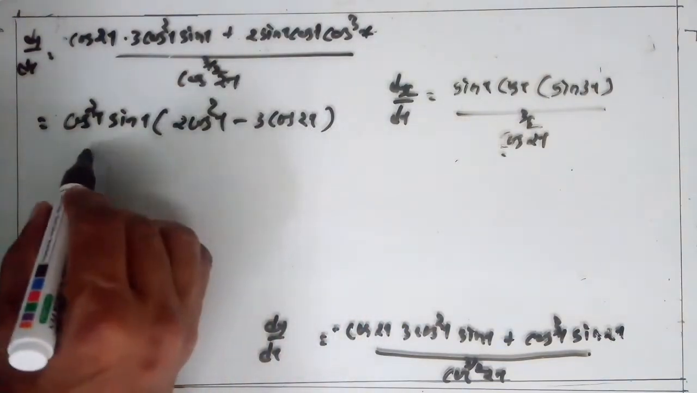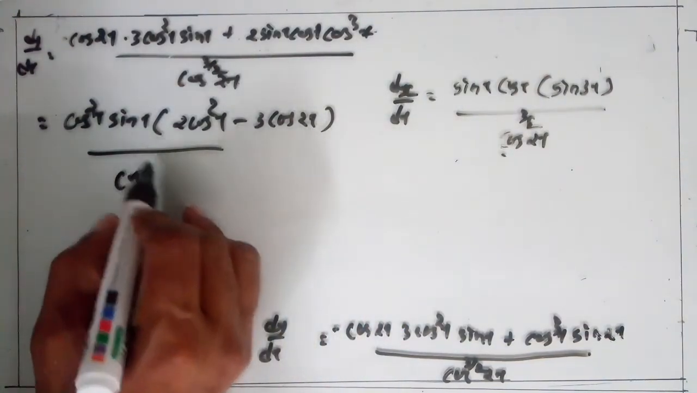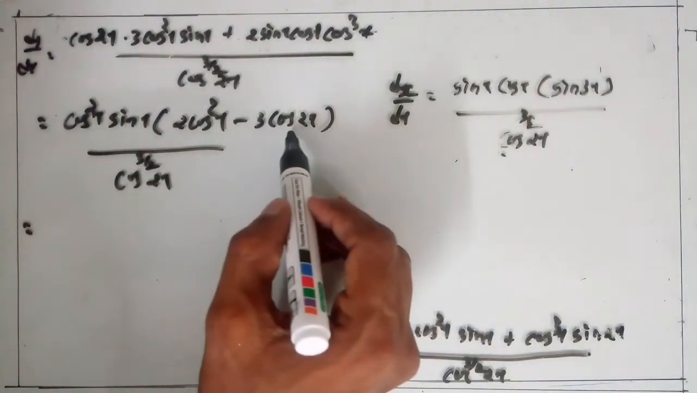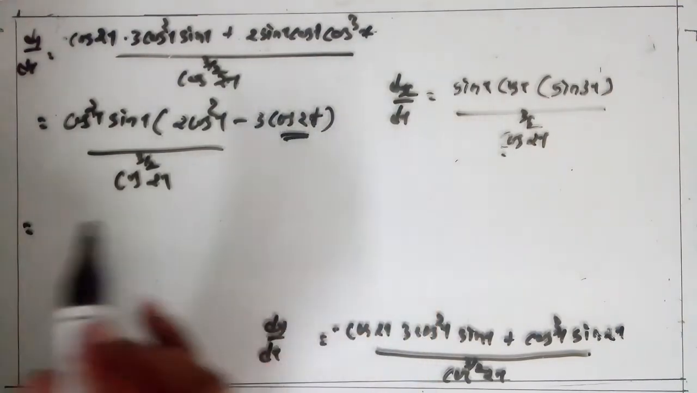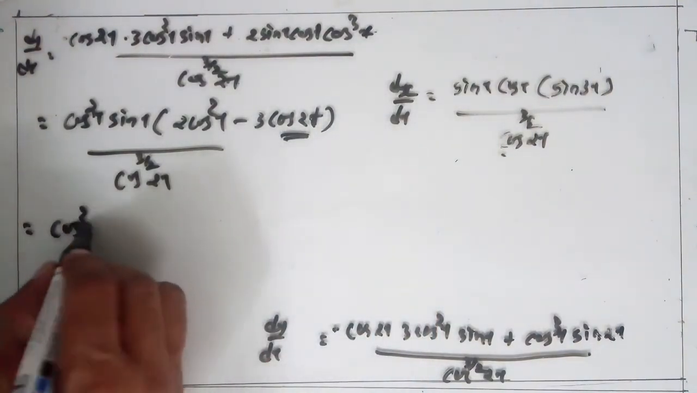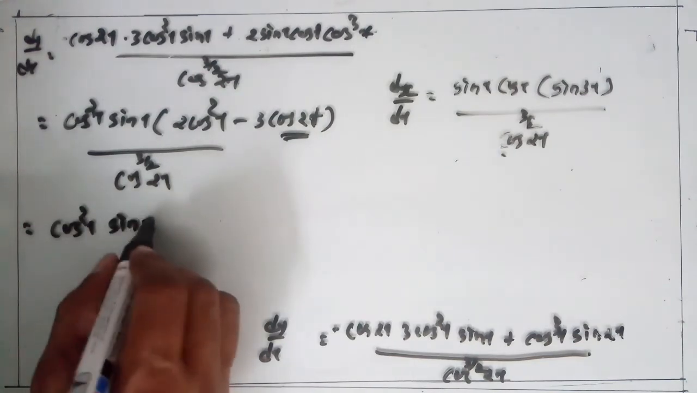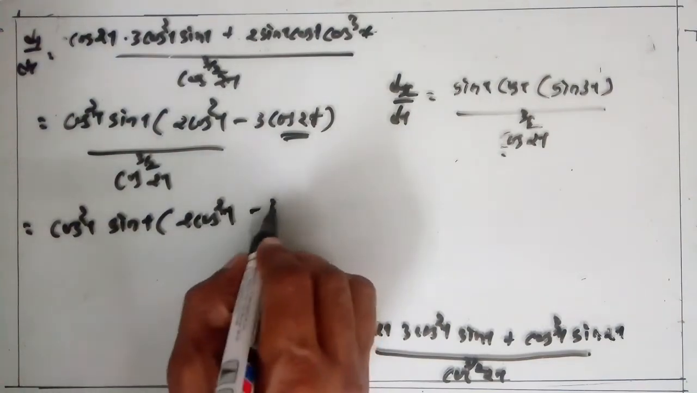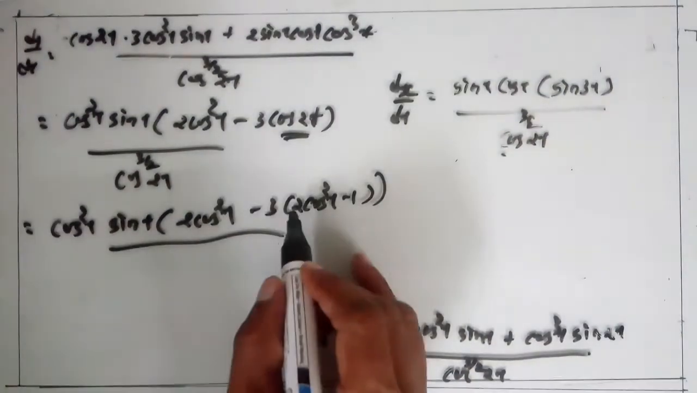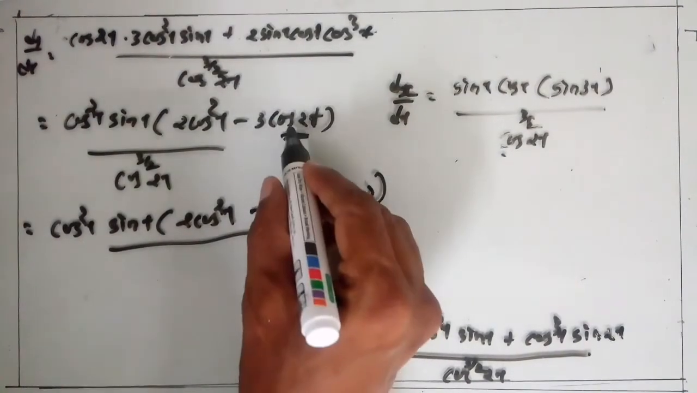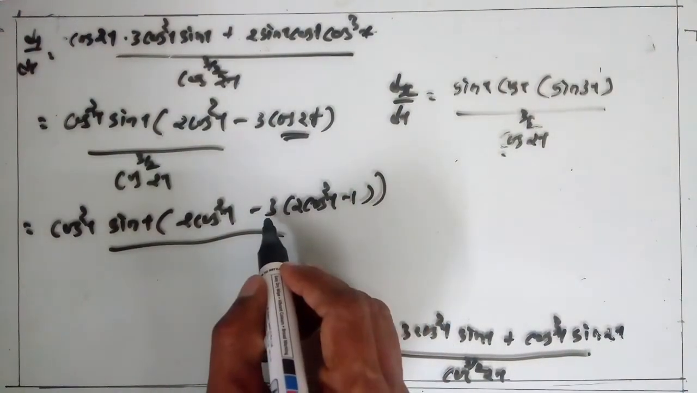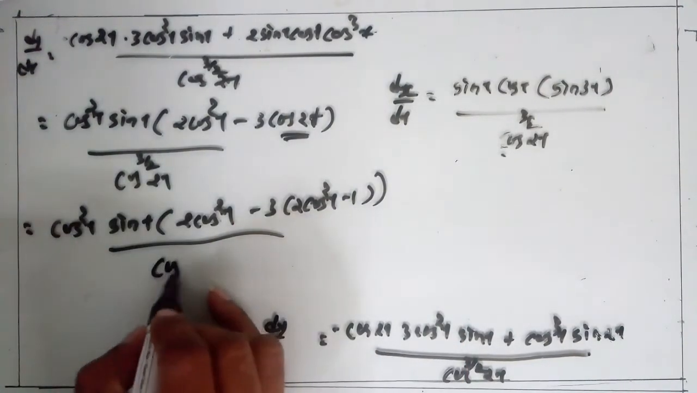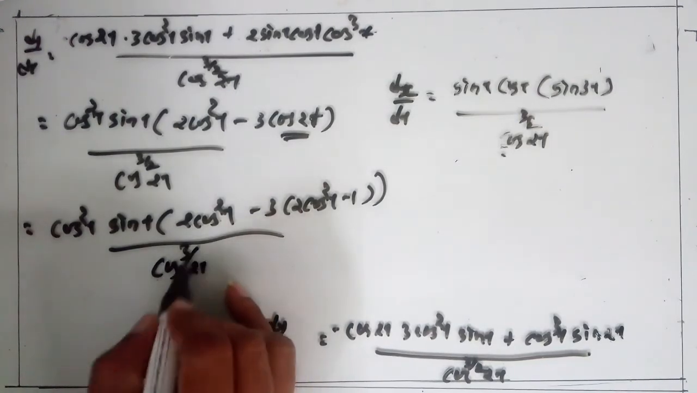Clear? Upon cos 2t raised to 3 by 2. So is equal to, now cos 2t change into cos form, so we get cos square t sin t, here 2 cos square t minus 3 times cos 2t changed into cos form, 2 cos square t minus 1, upon cos 2t raised to 3 by 2.